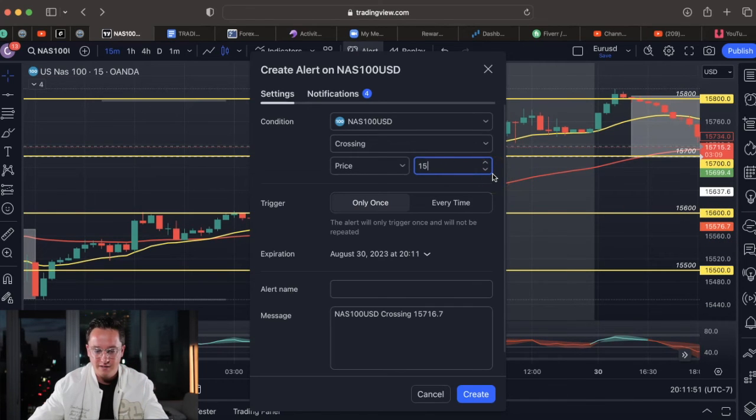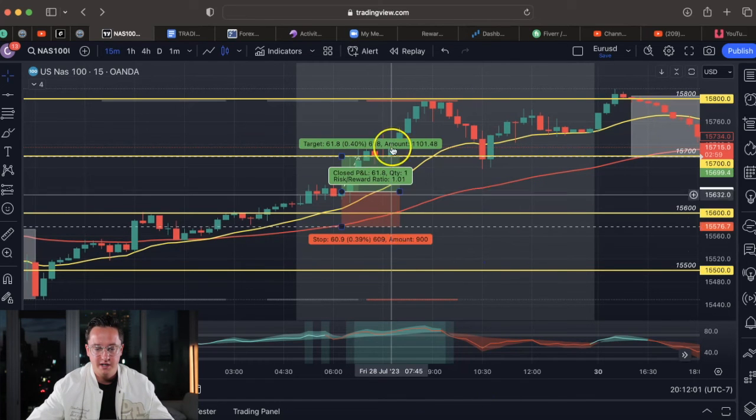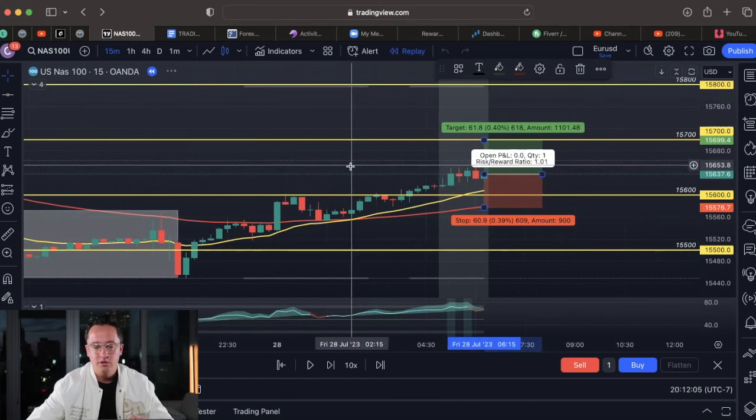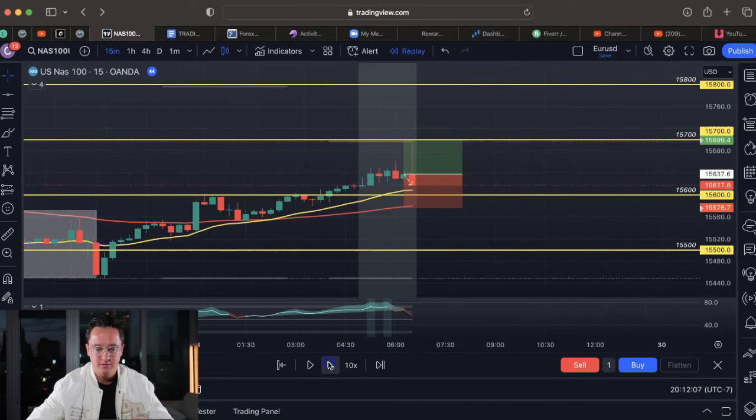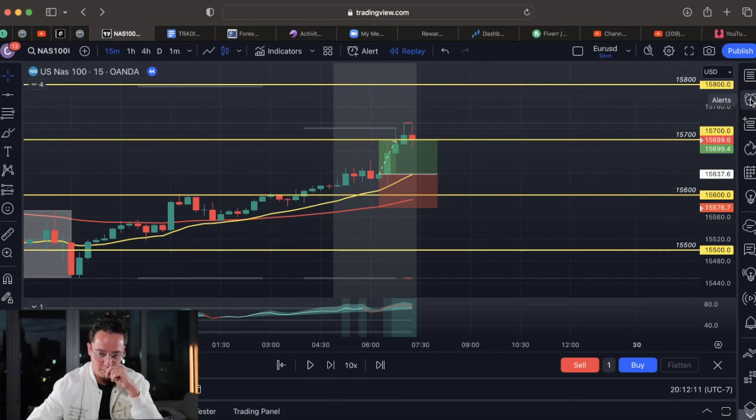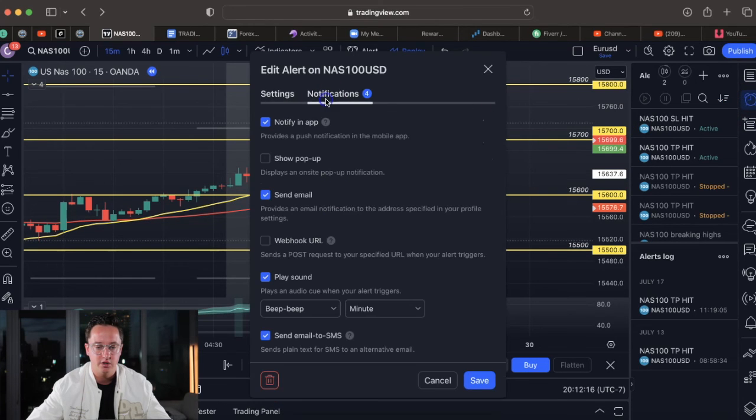15576, and then I'll put NAS100 stop loss hit. Okay? Now I have an alert right here, an alert right here. So once the market actually goes to my designated point, boom, I'll be getting an alert on my phone, or the computer will give me an alert, whatever I have set up. And if you go to the settings, you can go to notifications and set it up to whatever notification you guys want.